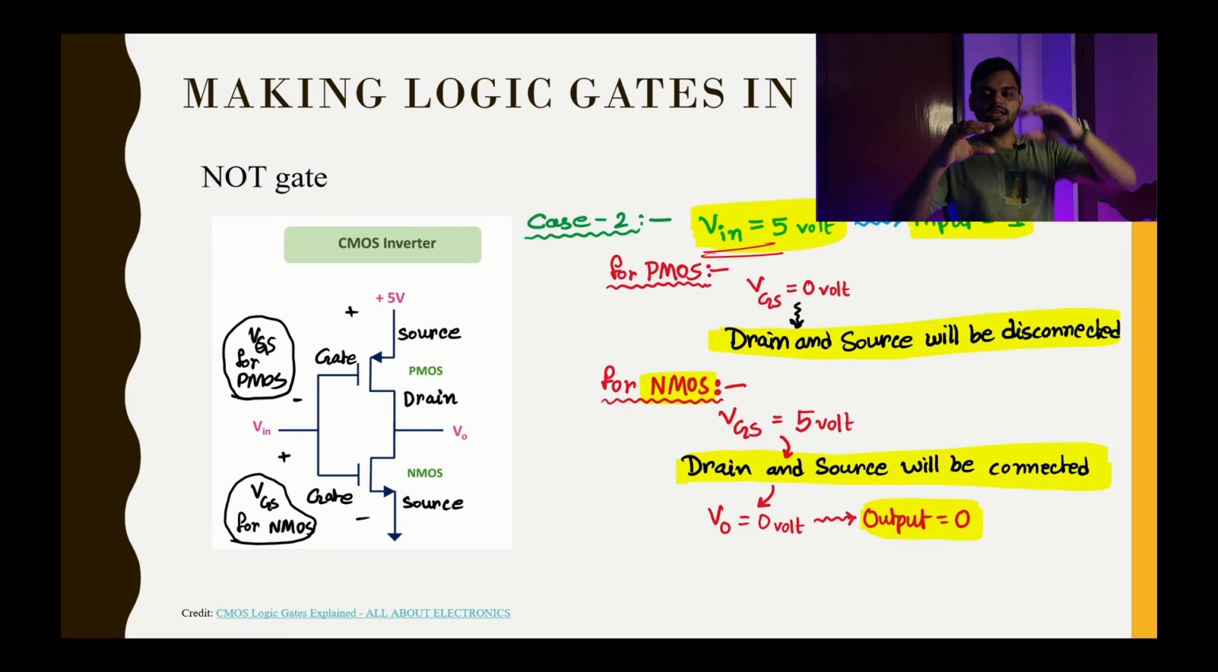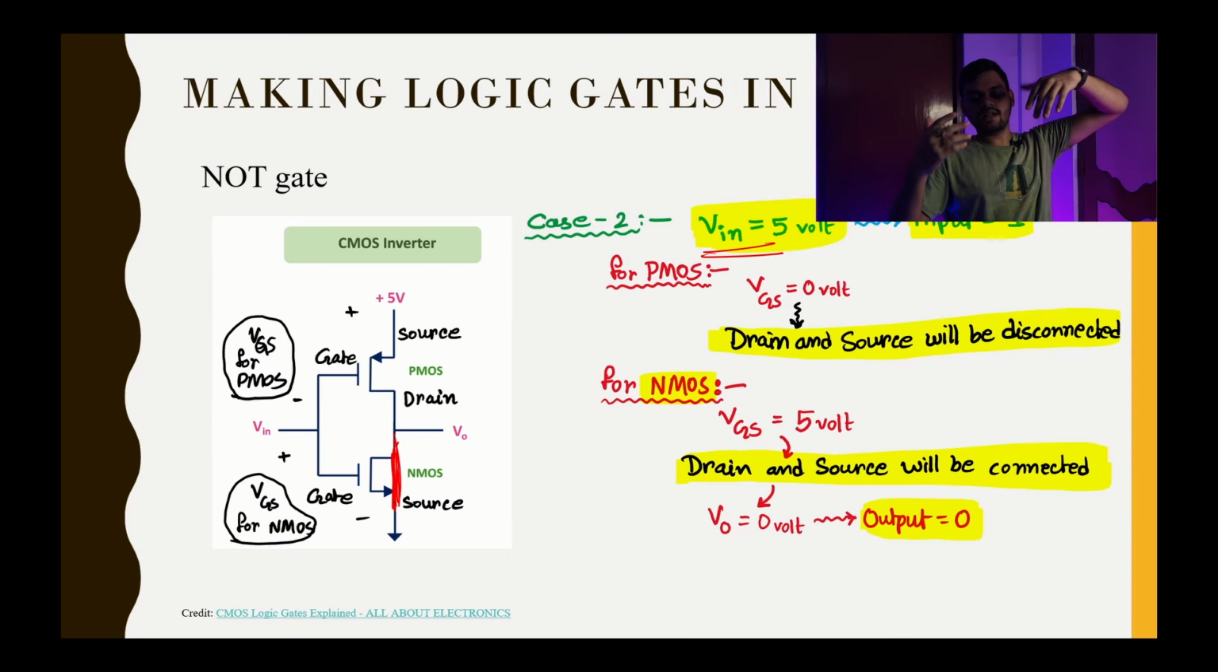But in case of NMOS, there will be a 5 volt input voltage at the gate and 0 volt at the source. So there will be a 5 volt potential difference there. Due to this potential difference, there will be a connection formed between the drain and the source. So as we have given the 5 volt as input, we are connecting the source to the drain here.